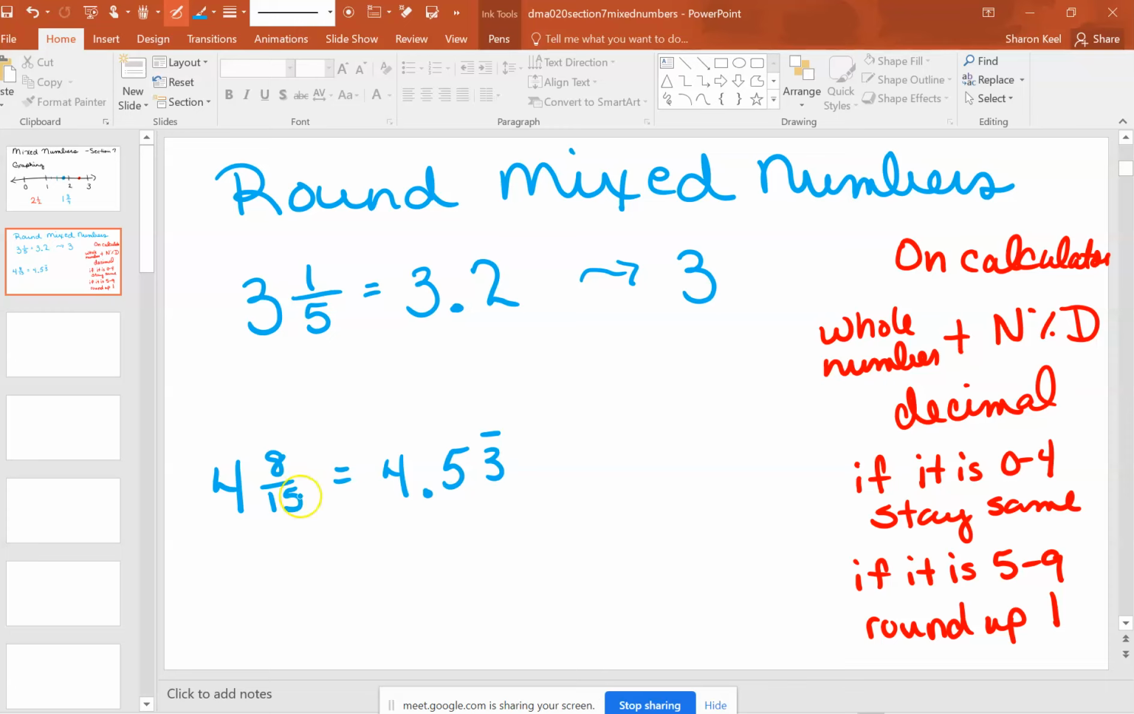Half of 15 would be 7.5. The numerator 8 is larger than 7.5. So by looking at this, we could use that method to know that we would round it up. Or if we convert it to a decimal, the digit after the decimal is between 5 and 9, which means it's half or larger, and so it would round up to the number 5. Okay.